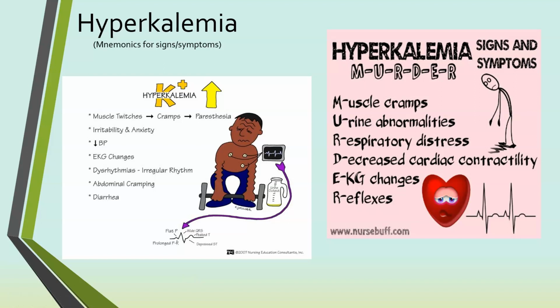Here are those signs and symptoms, the mnemonic for our visual learners: MURDER. Muscle cramps, urine abnormalities, respiratory distress, decreased cardiac contractility, EKG changes, and reflexes. Again, remember that potassium affects the muscular and neural systems in the body.